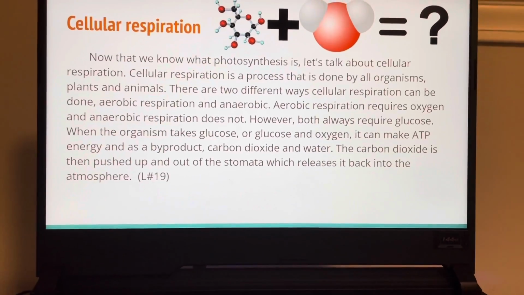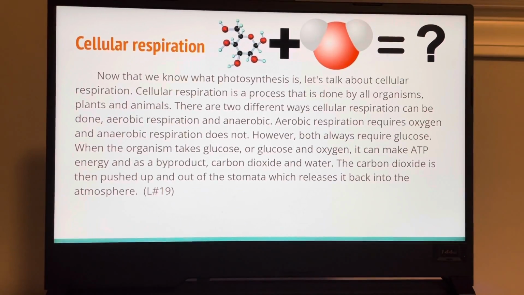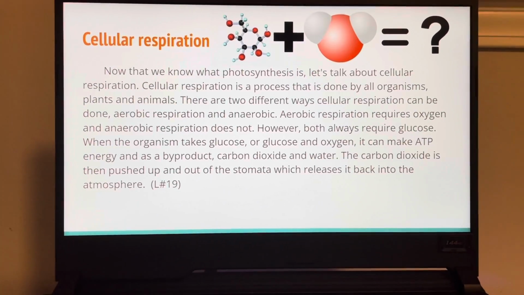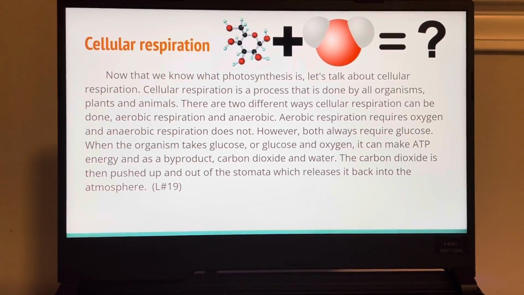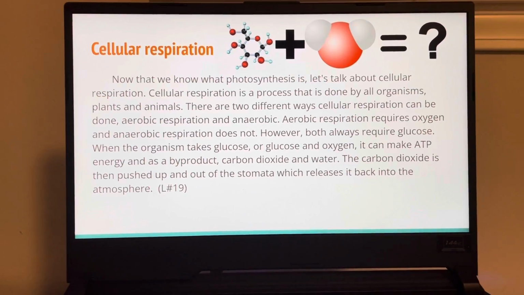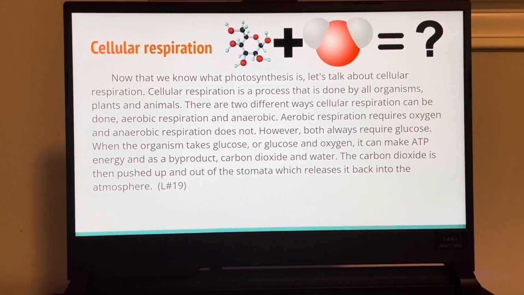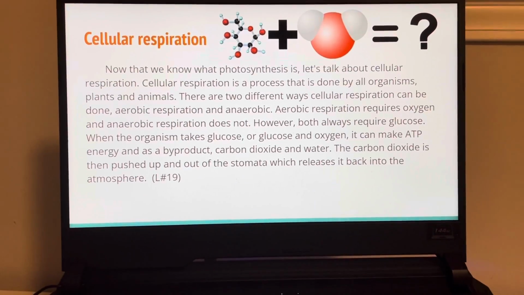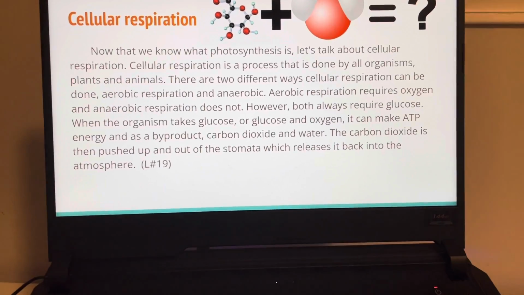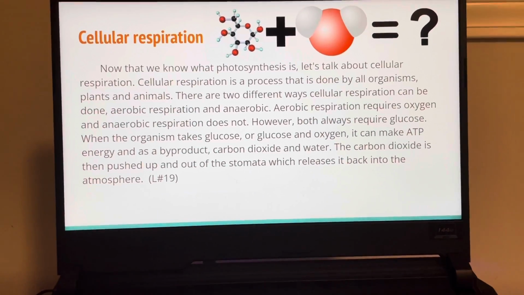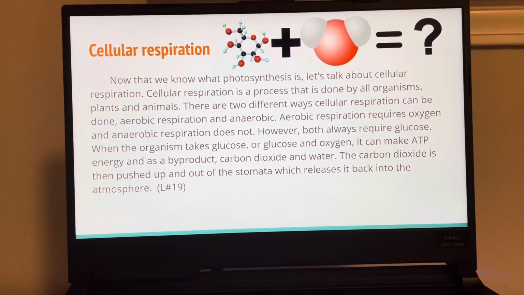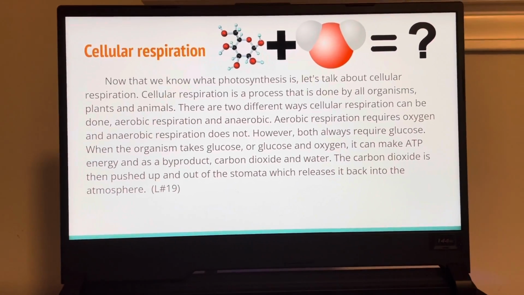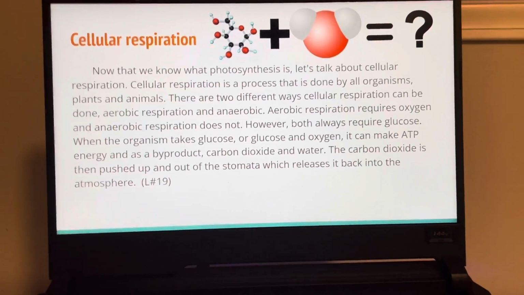Cellular respiration is my next slide. Cellular respiration is a process done by all organisms, plants and animals. There are two different ways to perform it, through either aerobic or anaerobic. Aerobic respiration requires oxygen, and anaerobic requires no oxygen. However, both of them require glucose. Then, through a reaction, it makes ATP energy and, as a byproduct, carbon dioxide and water. This carbon dioxide is then pushed up and out of the stomata, which releases it back into the atmosphere.